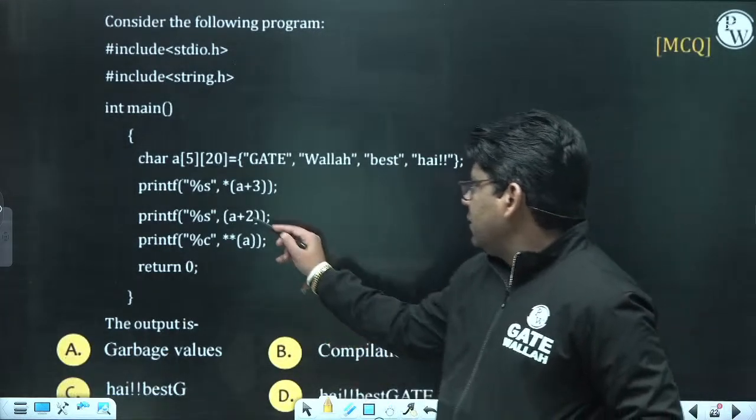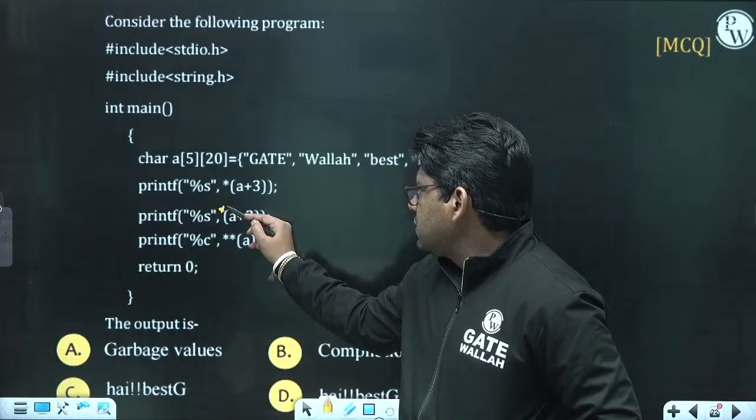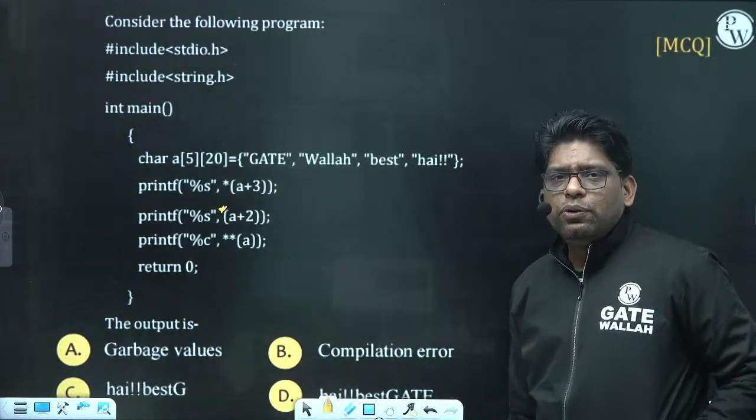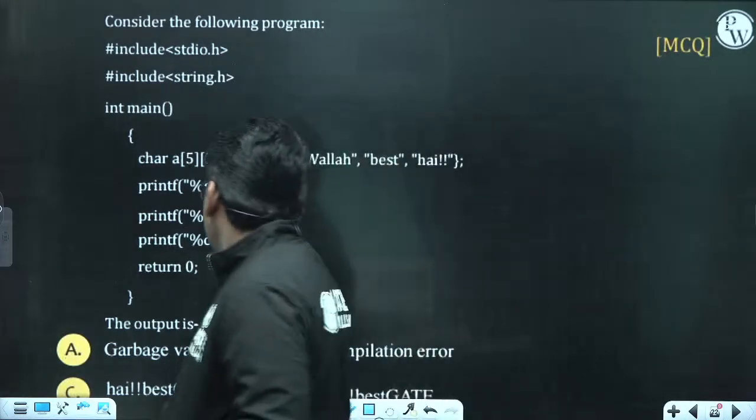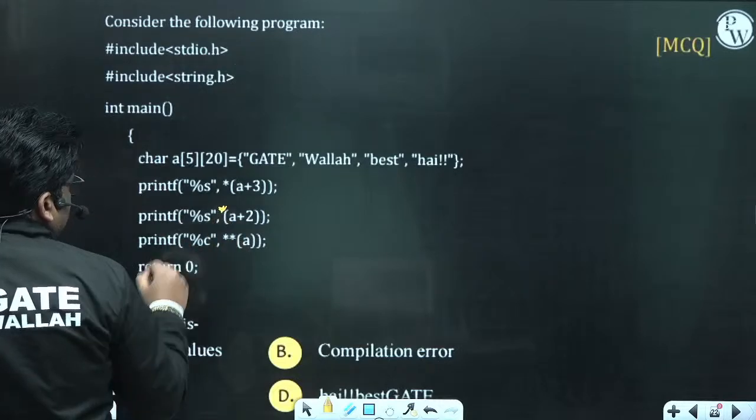See, just make it star a plus 2. I don't want to confuse any student at this moment of time. That's why let's just make it star a plus 2.